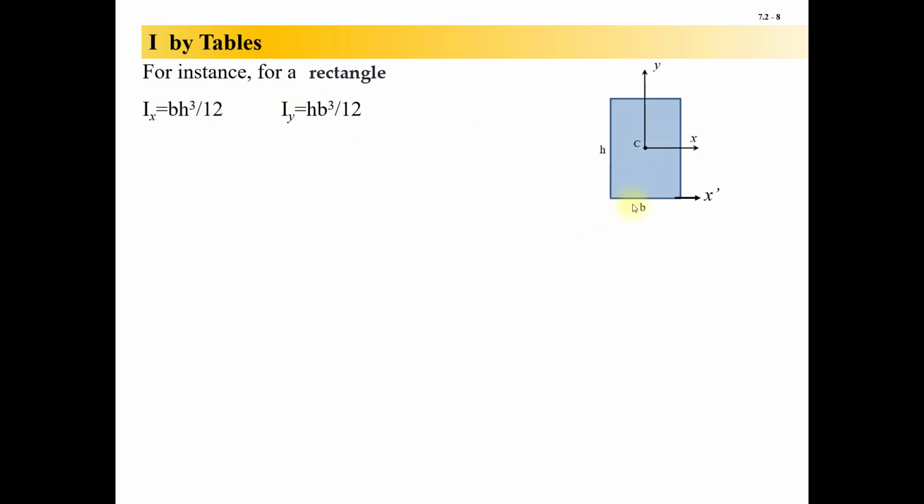You can plug and chug. b times h cubed, so the width times the height cubed over 12. If you want to do the moment of inertia about the y-axis, guess what? It's the same formula, just now you got to turn your head 90 degrees to look at it. So now it's hb cubed over 12.